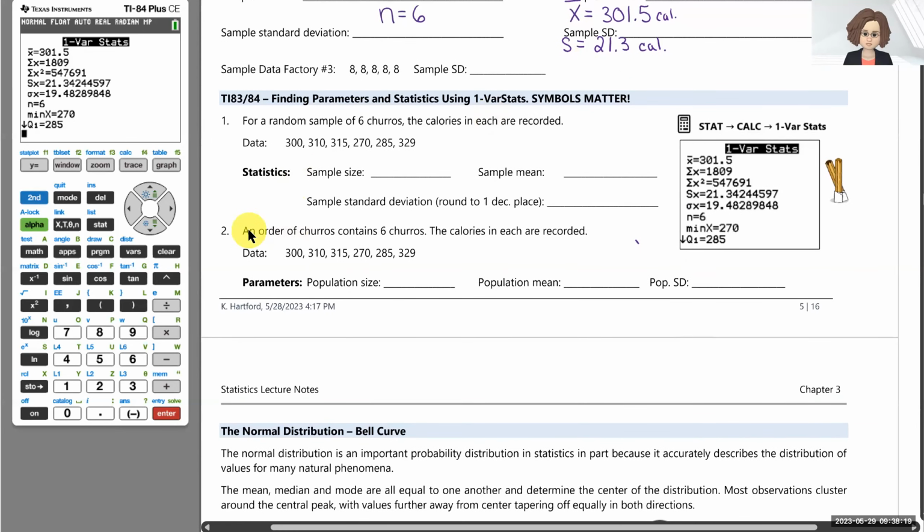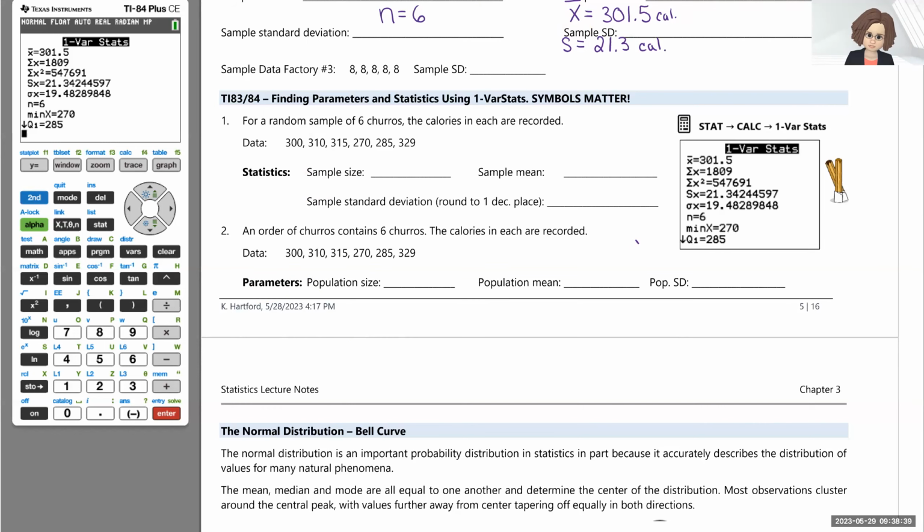All right. So I have a population of churros. So no sampling is mentioned. It's the entire order has 6 churros, but the data here is exactly the same. So the key is to understand that populations are described by parameters, and we switch symbols. So I know my values here got cut off. I'm just going to rewrite them real quick.